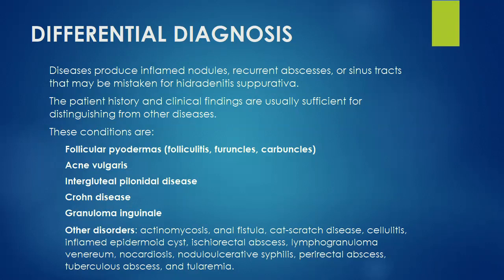Other disorders that may enter the differential diagnosis of HS include actinomycosis, anal fistula, cat scratch disease, cellulitis, inflamed epidermoid cyst, ischiorectal abscess, lymphogranuloma venereum, nocardiosis, nodulo-ulcerative syphilis, perirectal abscess, tuberculous abscess, and tularemia.